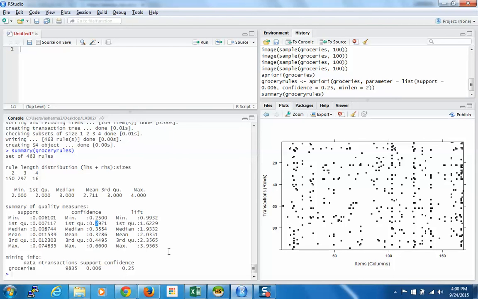If you look at lift, the maximum is 3.95, so that implies there are some really interesting rules out there, and the minimum is about 0.99, that's almost 1. So that's the spread of the lift, the spread of the confidence, and the spread of the support. Basic statistics, again, everything that we talked about in lab one in terms of how to read these statistics, you can apply that. Okay, so so far so good.